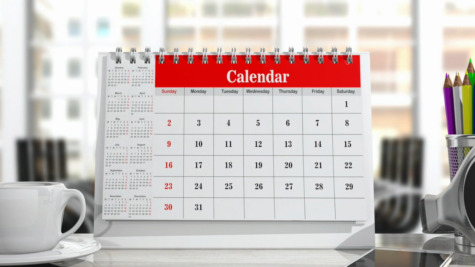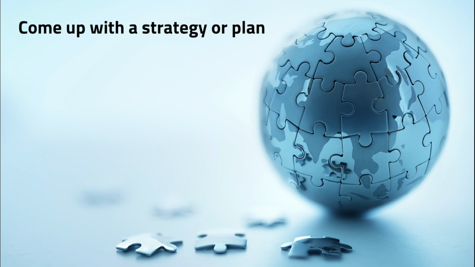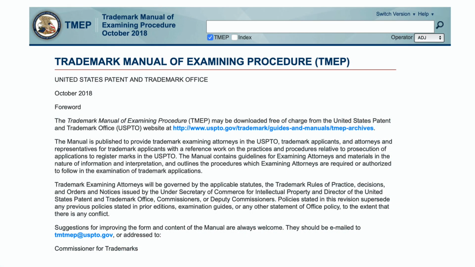In terms of actually responding to the issues raised in the office action, you need a strategy or plan. And in order to have an effective strategy or plan to respond to the office action, you need to know the rules and procedures of the Patent and Trademark Office for trademark examination. Those are laid out in what's called the TMEP, or Trademark Manual of Examining Procedure. And it's hundreds and hundreds of pages and rules, which is also why hiring somebody experienced may be a good idea.